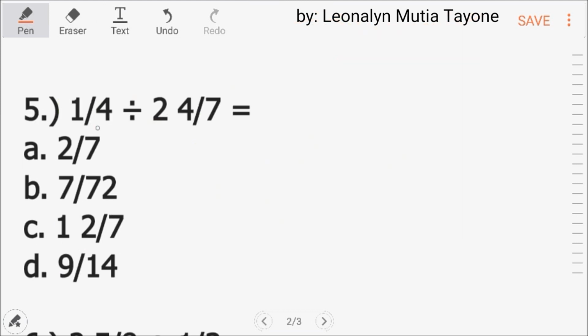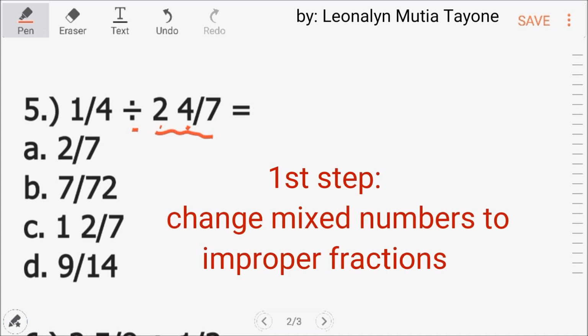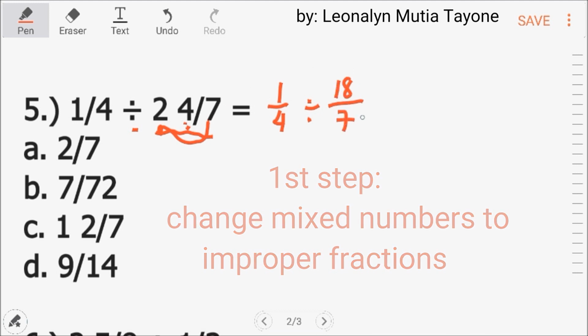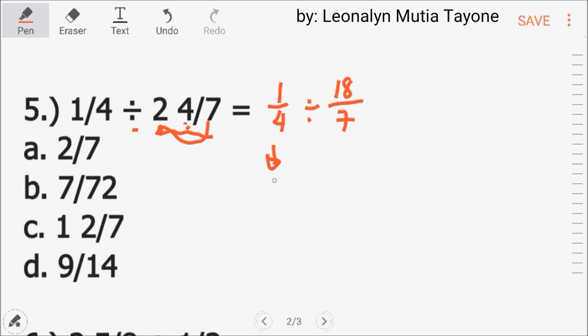Number 5, 1/4 divided by 2 and 4/7. So here we have mixed numbers again, so let's first make it an improper fraction. First, copy 1/4 divided by. From a mixed number to an improper fraction, 7 times 2 equals 14. 14 plus 4 equals 18. So copy the denominator. Now we divide.